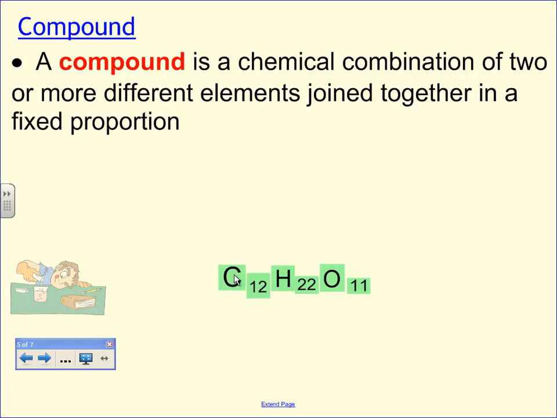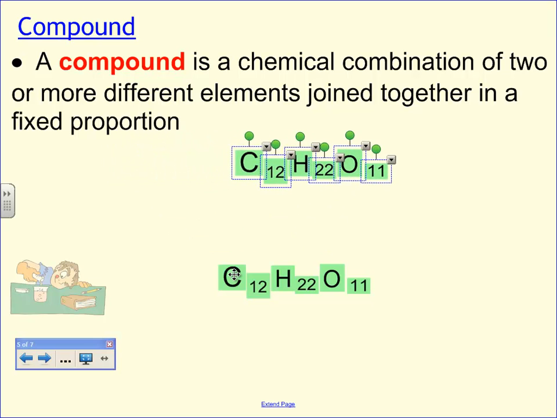And basically, a compound is a chemical combination where we have two or more elements joined together. It says here in a fixed proportion. That just means that it's always the same amounts. Okay, so in sugar it's always 12 carbons to 22 hydrogens to 11 oxygens.